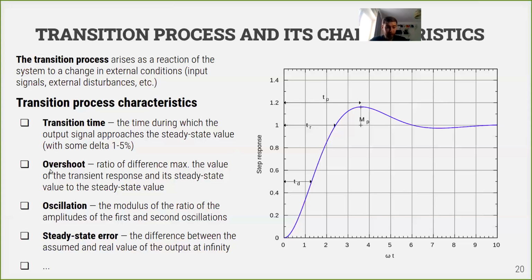Then there is a really important overshoot characteristic. So it is basically how much we overshoot our desired value. So here you can see that our desired value is 1, but we reach almost 1.2. And why this characteristic is important? Because in a real physical system, it would mean that we work on some unusual level of signal.